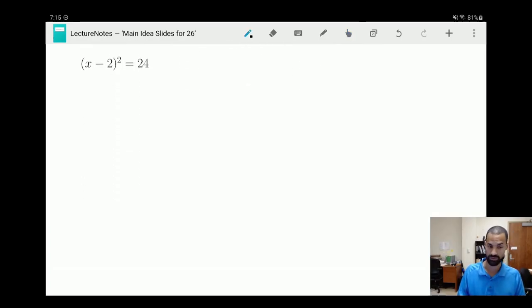x minus 2 squared equals 24. Okay, so for this problem here, the square root property still applies because you have something squared equals a number, right? This is like our x right there, equals a number. So whatever is being squared, in this case it's x minus 2, is positive square root of 24 and negative square root of 24. Okay, so let's see if we can simplify the square root of 24 and go from there.